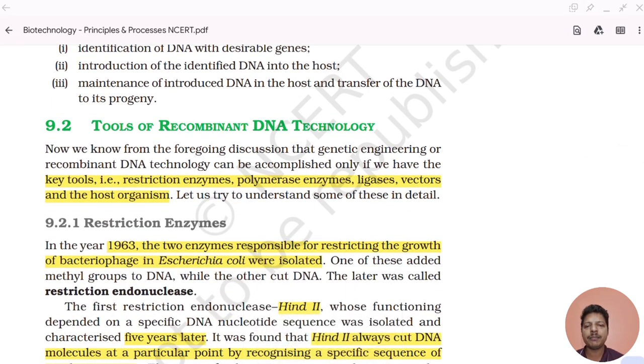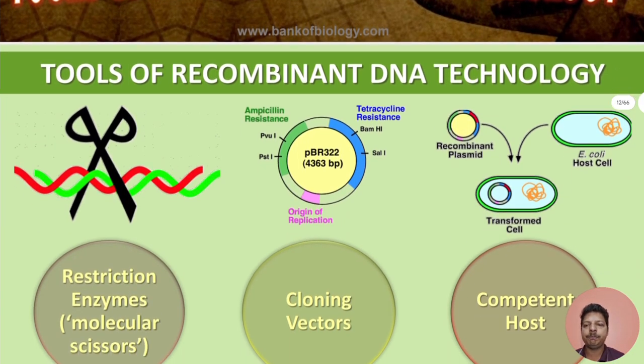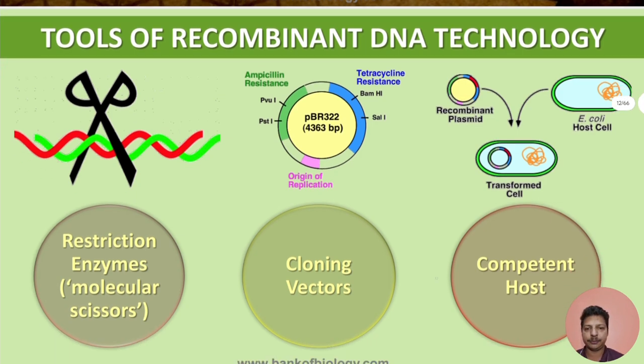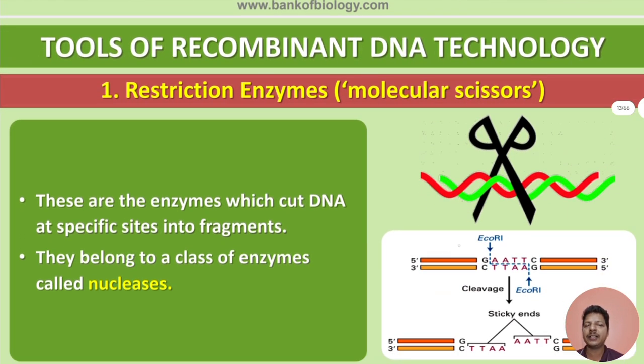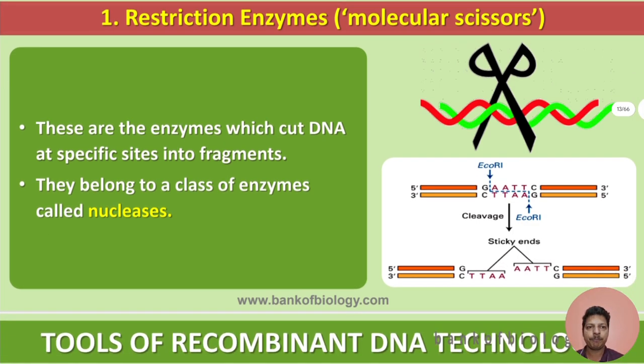Let's see the PDF here. First of all, restriction enzyme, that is molecular scissors, cloning vector and competent host. First of all, restriction enzyme, that is molecular scissors. These are the enzymes which cut DNA at specific sites into fragments. They belong to a class of enzyme called nuclease.